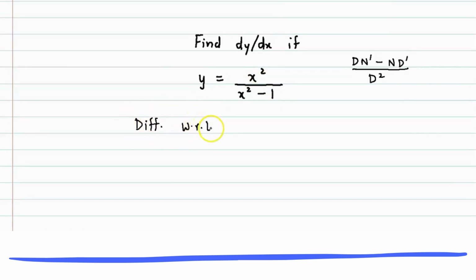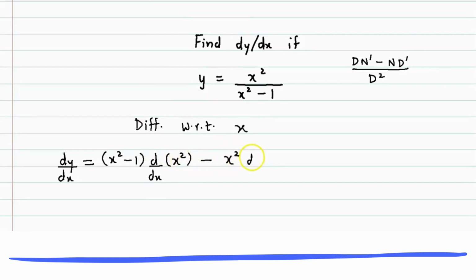differentiating with respect to x, we get dy by dx is equal to, now denominator is x square minus 1, so we have x square minus 1 into derivative of numerator, that is x square, minus the numerator, that is x square, into derivative of denominator, that is x square minus 1, the whole thing divided by denominator square, that is x square minus 1 the whole square.